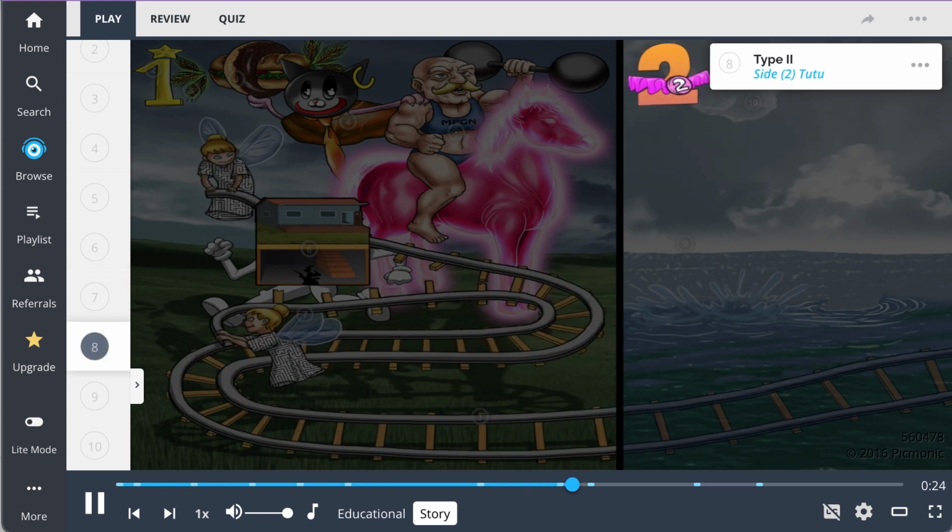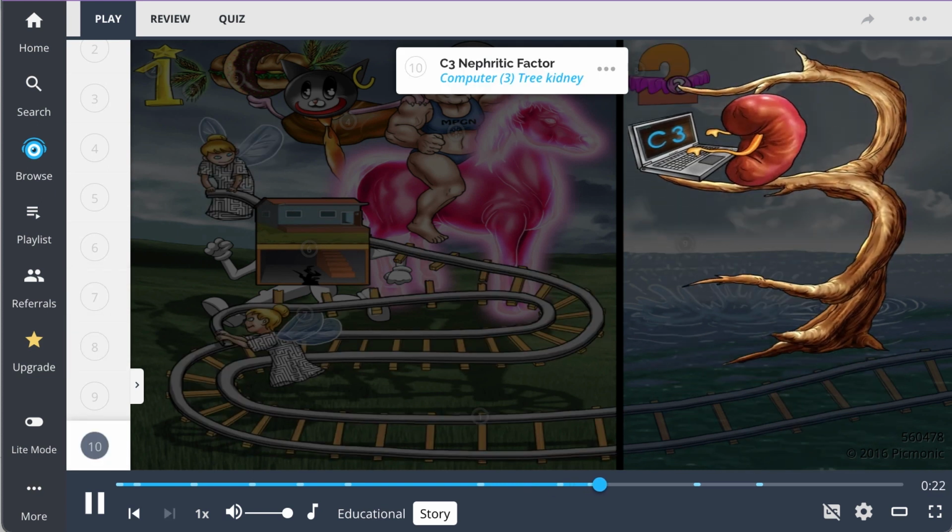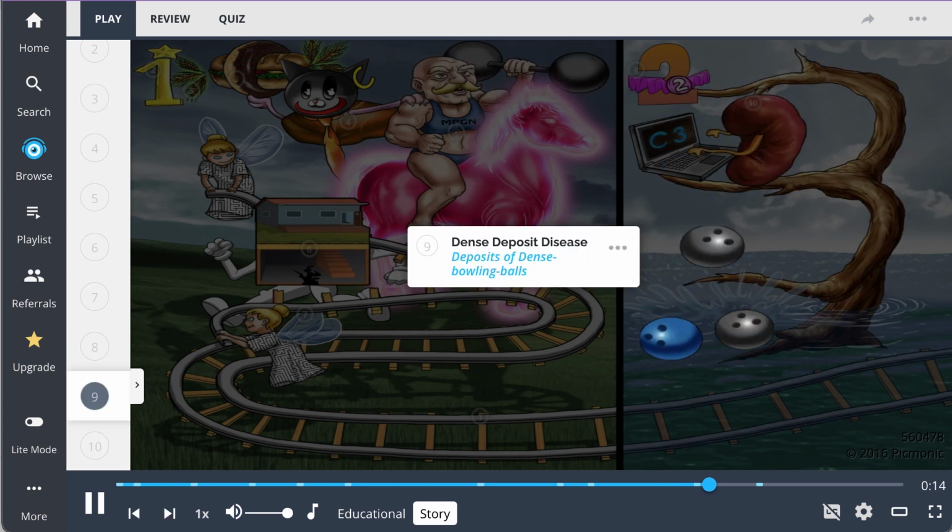On the type 2 side of the tracks, the kidney sits atop a 3 tree on his C3 complement computer. Today, technology is not his friend, and he responds by throwing dense bowling balls down to the ground.